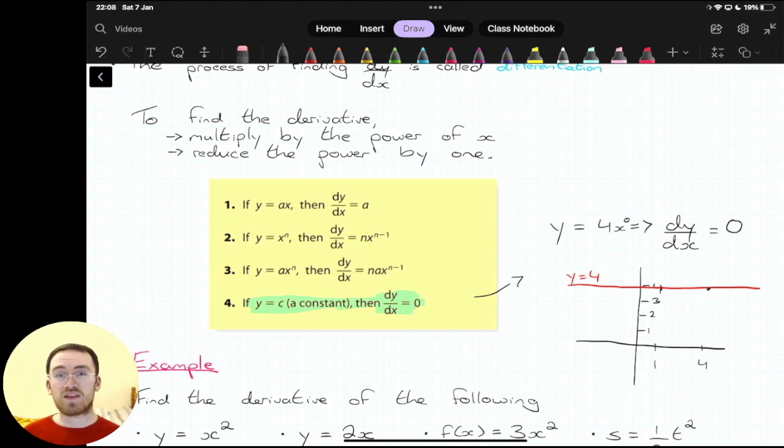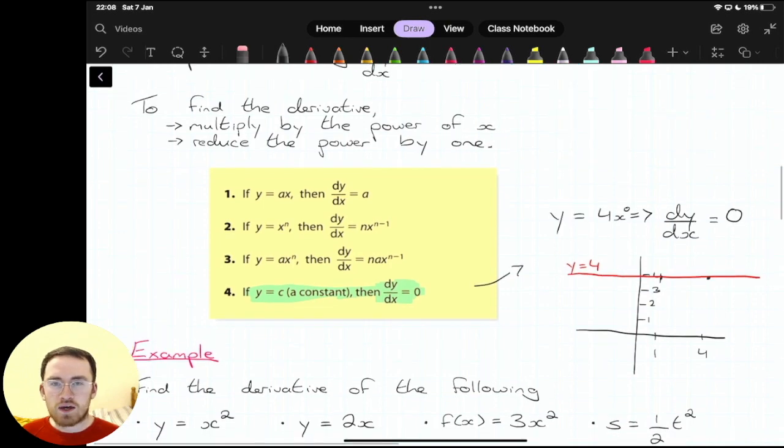And even more than that, it's not dependent on x. So it can't have a rate of change with respect to x, because it doesn't depend on x at all. That's the idea with that one, but it's worth getting into your head: if y is equal to a constant, then dy dx is equal to 0. Your derivative is equal to 0.